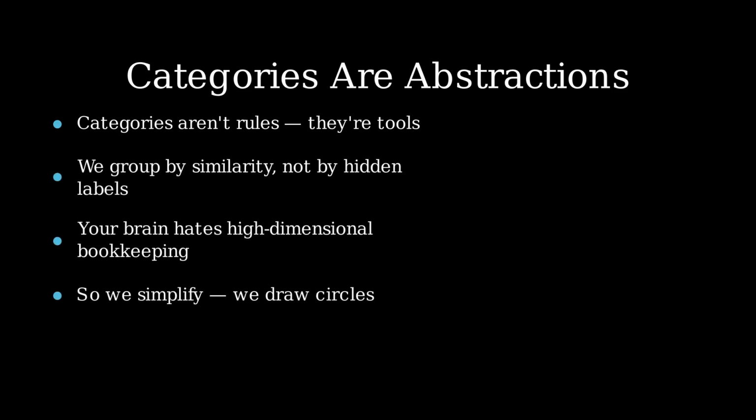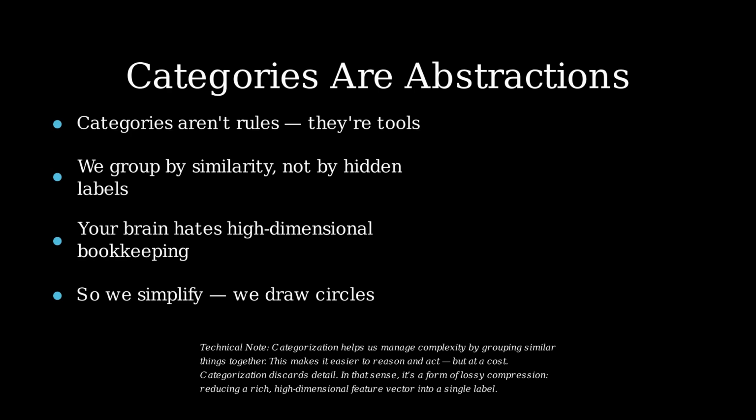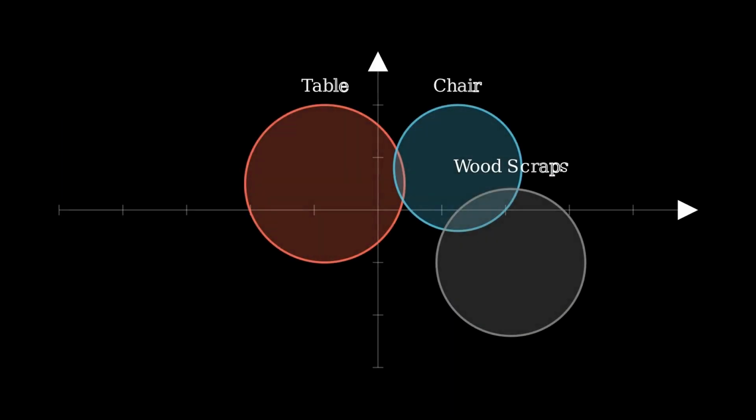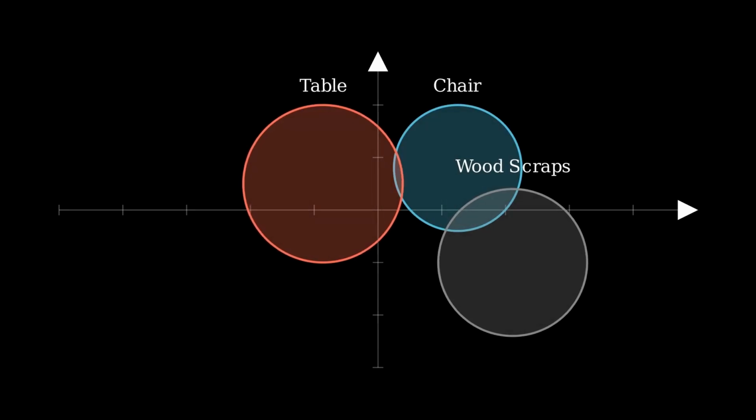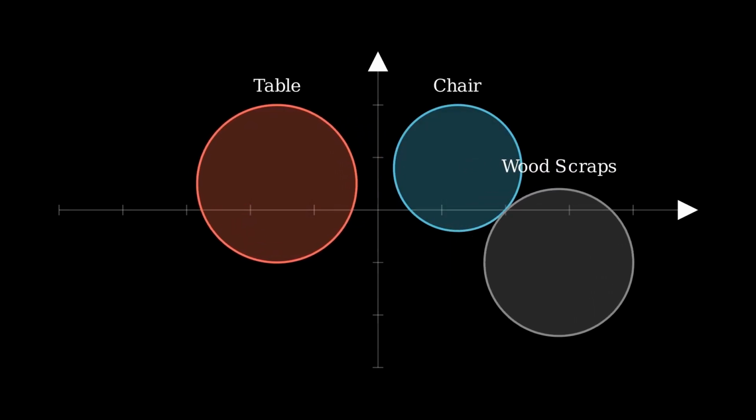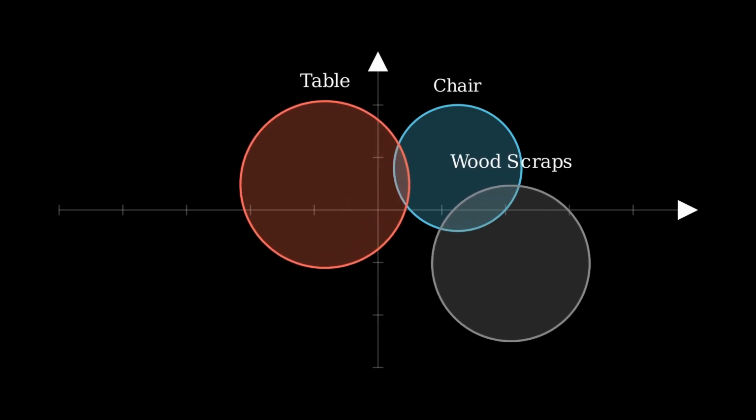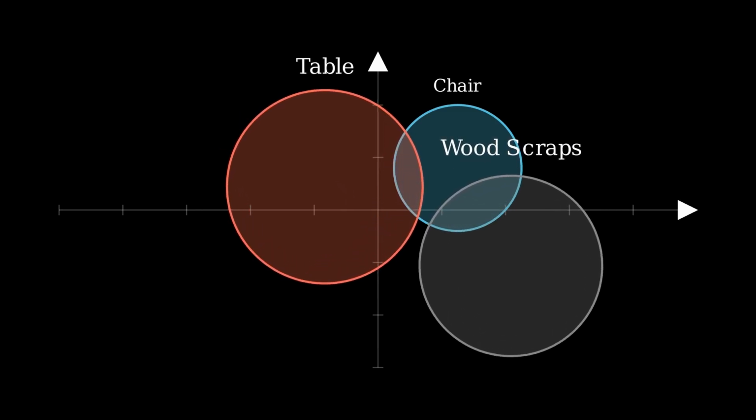But our brains don't like tracking hundreds of different features. So, instead of juggling dimensions, we simplify. We draw circles. We say, everything in this region is a table. Everything outside isn't. The catch? Those circles are arbitrary. We don't all draw them in the same place.